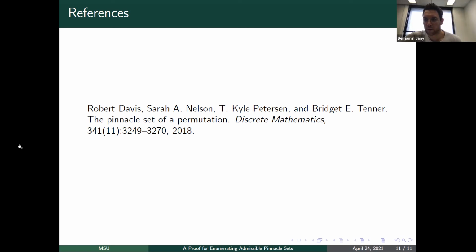Do your pinnacle sets form some kind of nice poset under inclusion? That, as far as I know, is still an open question. It was posed in this paper here. I don't know if they did it under inclusion or not, but they did try to make a poset, and it wasn't very clear how to construct it, at least at the time. Okay. Yeah, that's a really great question. Something probably people could work on if you find this sort of thing interesting.